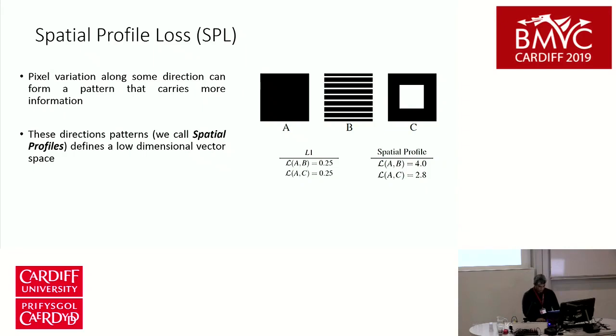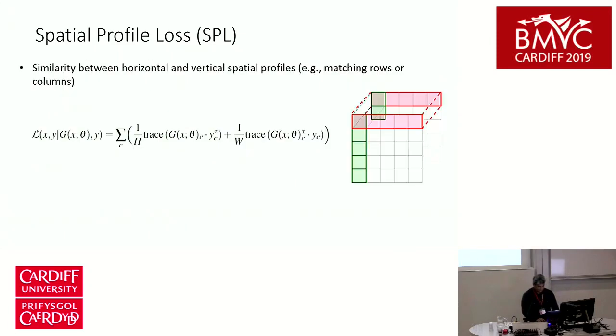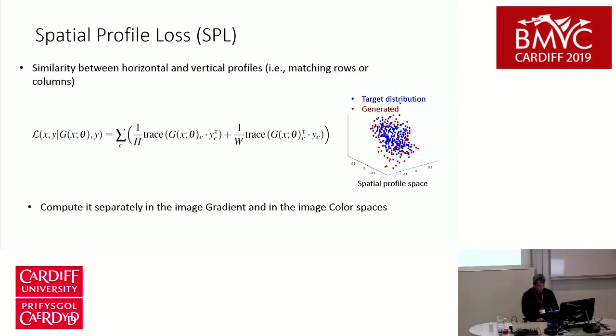Now, we design our loss function around these ideas, trying to view the image distribution in this induced low-dimensional pixel profile vector space. We define the loss to compute a cosine similarity between horizontal and vertical profiles over corresponding image channels. One can view this as trying to estimate or approximate the target image distribution in this spatial vector profile space. And we basically try to match the distribution in the image gradient and its different color spaces.